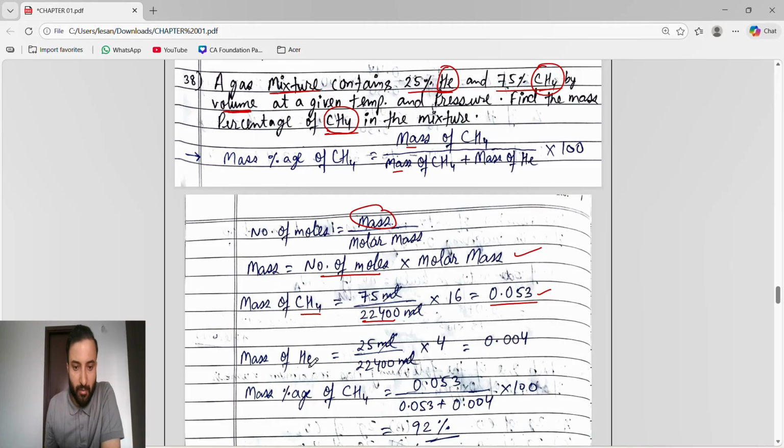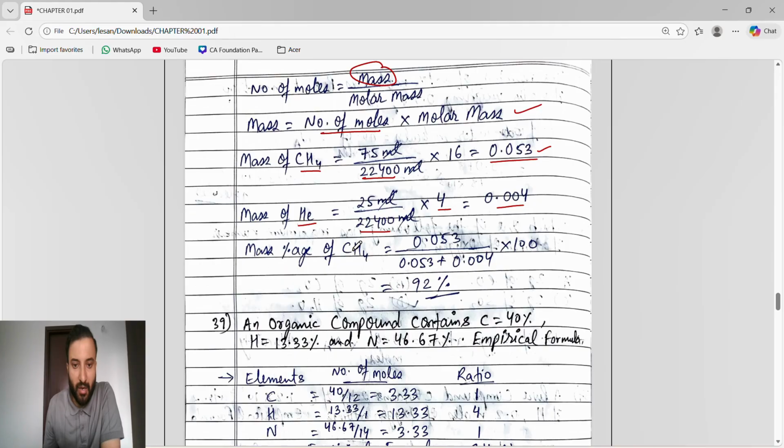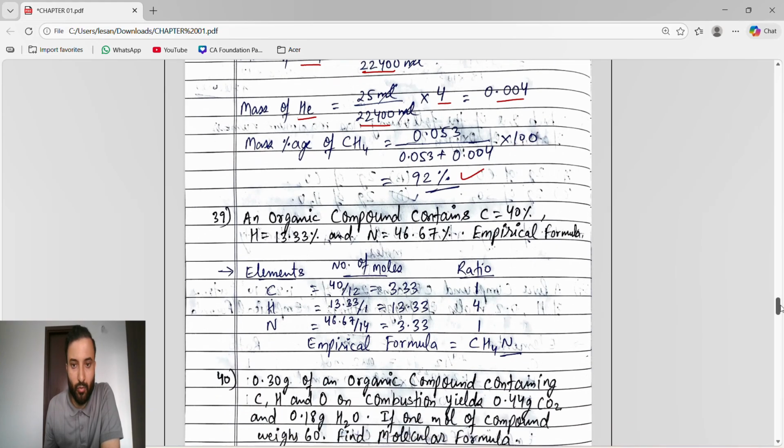Now next we have to find the mass of helium. Mass of helium is number of moles, and the given volume is 25 ml divided by 22,400 ml. The ml will get cancelled, into helium atomic mass 4. When you solve, you will get this much. Then we find the mass percentage of CH4: the mass of CH4 divided by mass of CH4 plus mass of helium, into 100%. When you calculate, you will get approximately 92%.